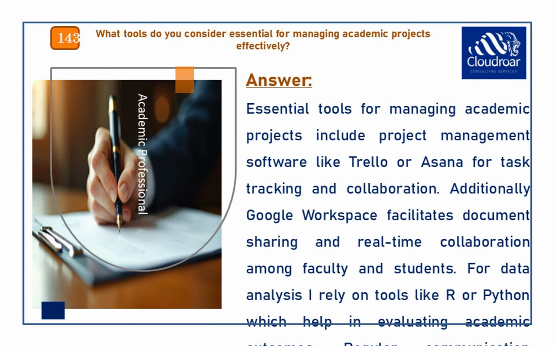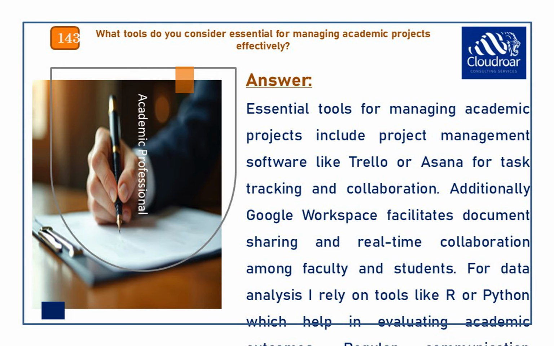Question 143. What tools do you consider essential for managing academic projects effectively? Essential tools for managing academic projects include project management software like Trello or Asana for task tracking and collaboration. Additionally, Google Workspace facilitates document sharing and real-time collaboration among faculty and students. For data analysis, I rely on tools like R or Python, which help in evaluating academic outcomes.